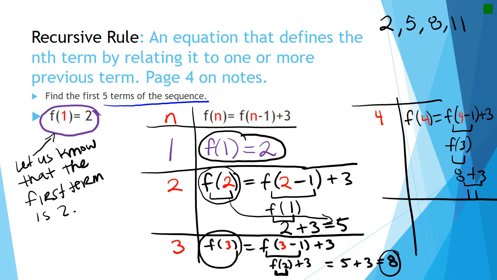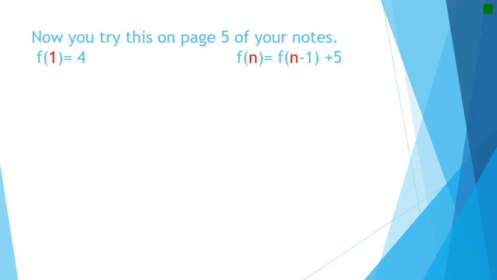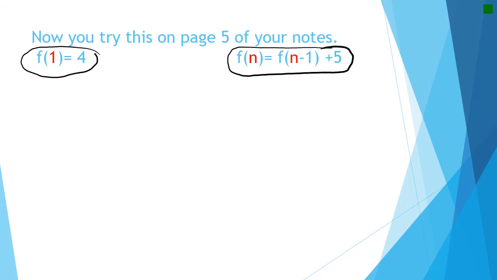And that's it. Now turn to page 5 and try this in your notes. Notice that this is read as the first term is 4, and this is the function rule or sequence rule we'll be using.